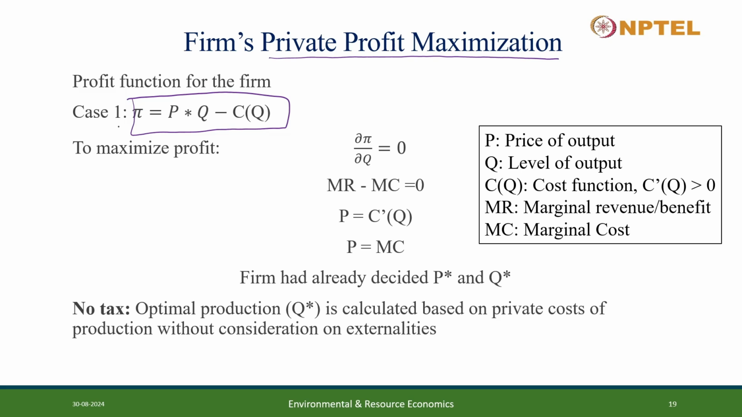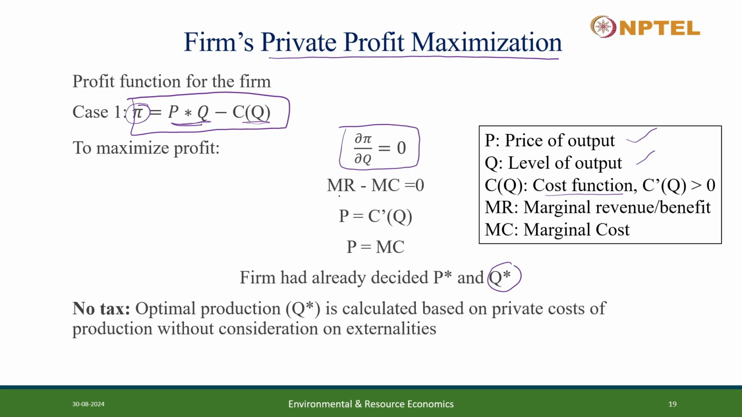Where pi is my profit, which will be P into Q. P is my price of output, Q is the level of output, and C(Q) is my cost function, right? If I subtract the cost from my revenue, I will get my profit. Is it clear? Now, to maximize this function, I will differentiate it with respect to Q, so that I get the optimum level of Q, that is Q star. Q star will be the optimum quantity of production at which my profit is maximized.